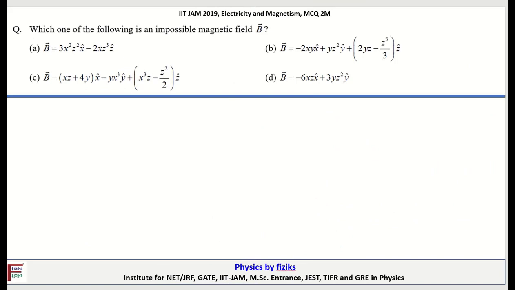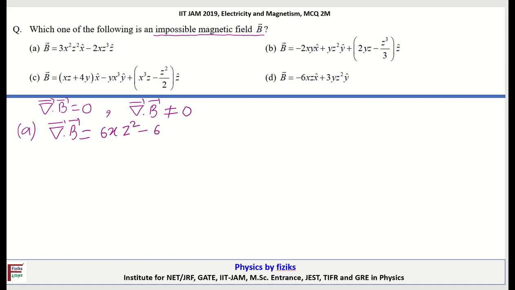So in this question, we have to check which of the following is an impossible magnetic field. We know that for a possible magnetic field, divergence of B is 0. So we have to check for divergence of B that is not 0. Let's start with option A. For option A, divergence of B is given by 6xz square minus 6xz square. So that is 0. Now let's check option B.